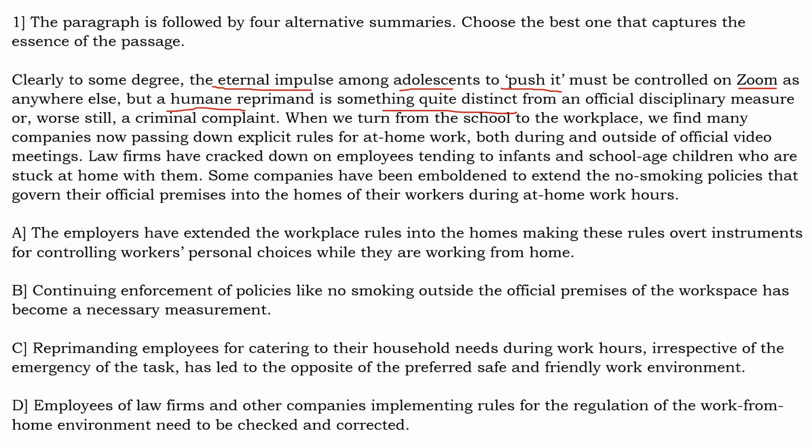So first he talks about the school environment, then he talks about the office environment. He says that many companies are passing down explicit, what do you mean by explicit, very clear rules for at home work, both during and outside of official video meetings. So these kind of rules are implemented by companies not just during the video meetings. Official video meetings means Zoom is basically used for video meetings, right?